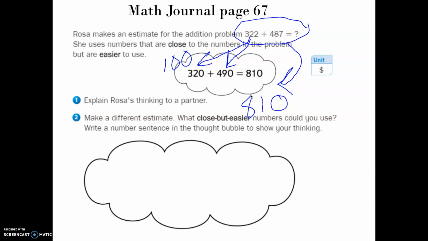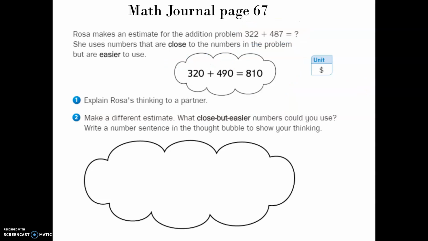Now let's see if we can make a different estimate. What if I'm taking, again, that problem of 322 and I am going to add it to 487. What could a different estimate be? What other close but easy numbers could you use? Well, if I think of 322, it's between 300 and 400, and which one is it closer to? It's closer to 300.